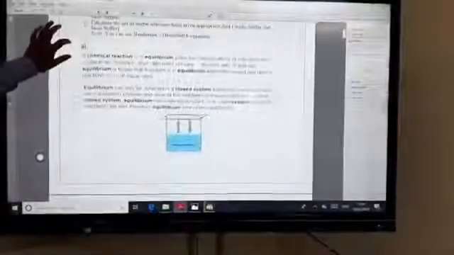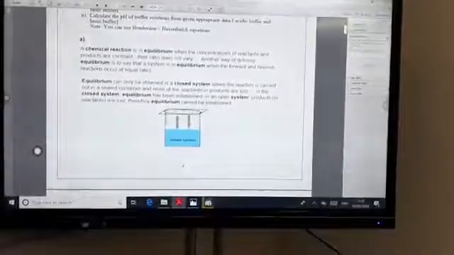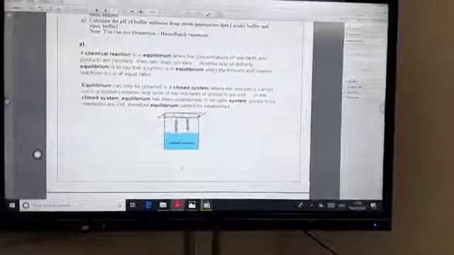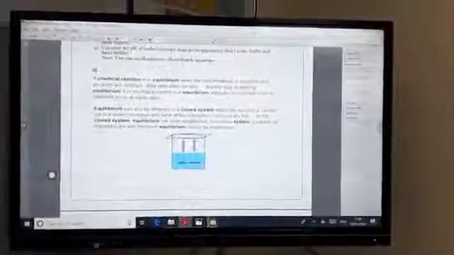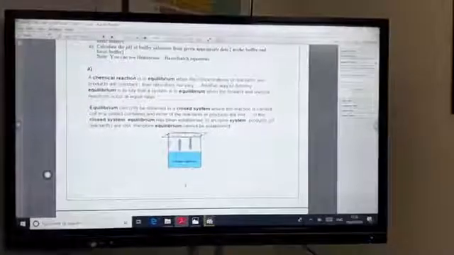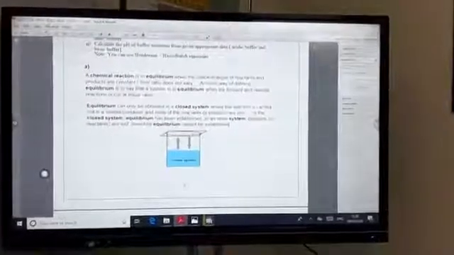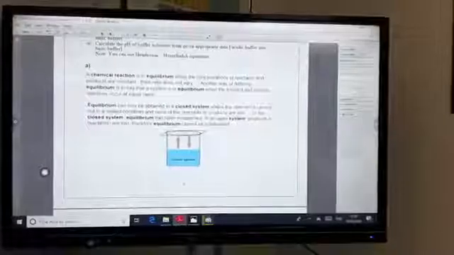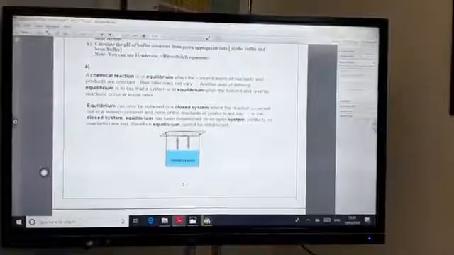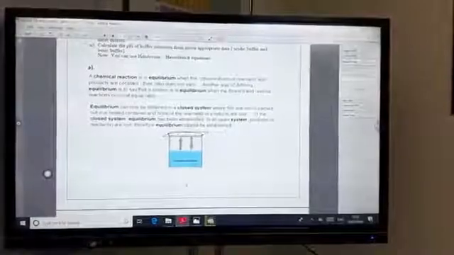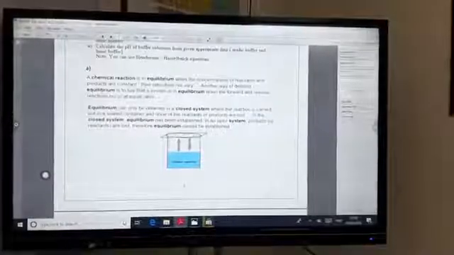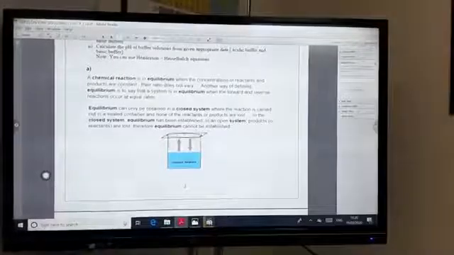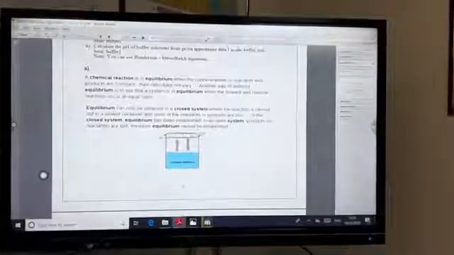Then come in here, what is equilibrium? First we want to define what is equilibrium. A chemical reaction is in equilibrium when the amounts of reactant and product are constant and their ratio does not change or vary. Another way of defining equilibrium is to say that the rate of forward reaction is equal to the rate of backward reaction, because we can define equilibrium both ways.